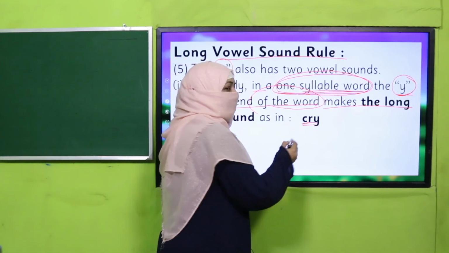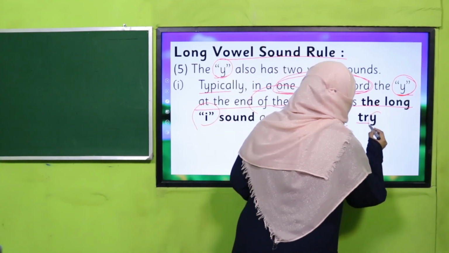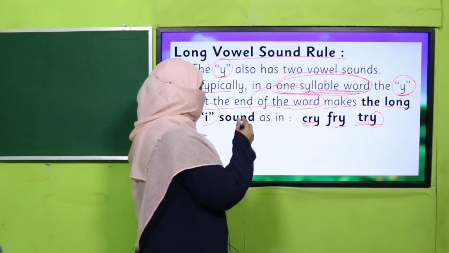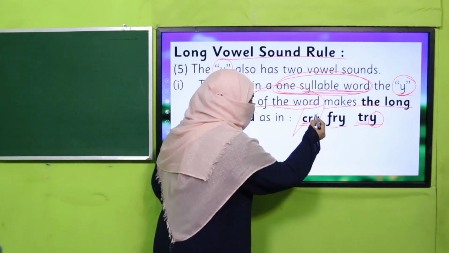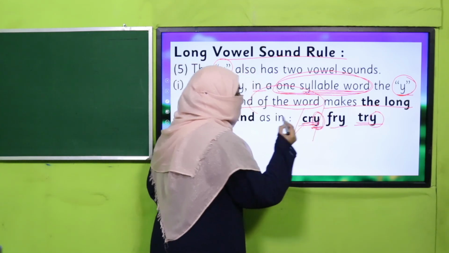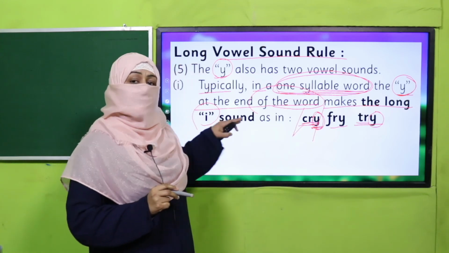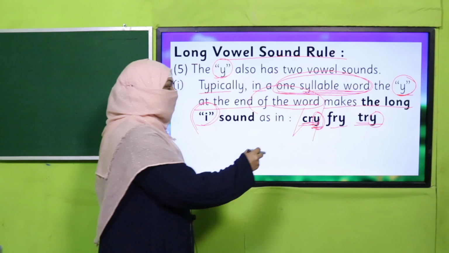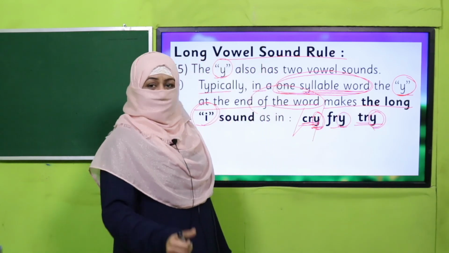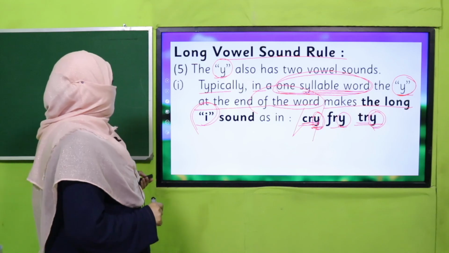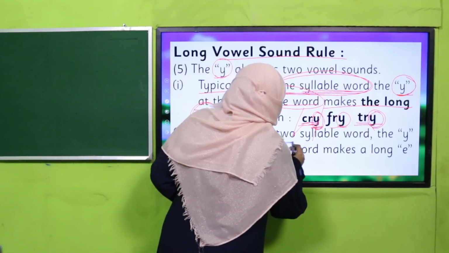Cry. Fry. Try. Okay, so now you see all these are one syllable words and the letter Y is coming at the end of the word. That's why this Y will be pronounced as the long sound of I. Cry, fry, try. Are you getting it? Good job.